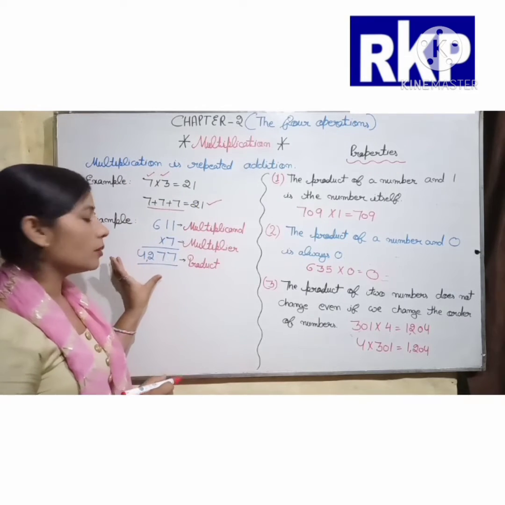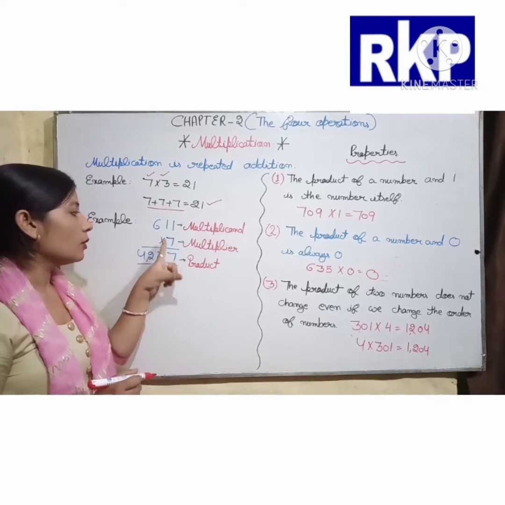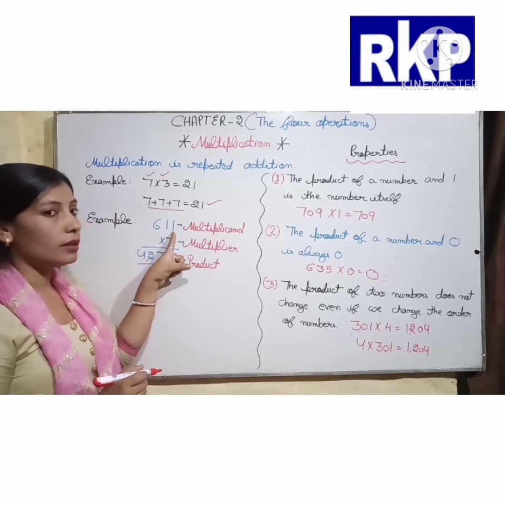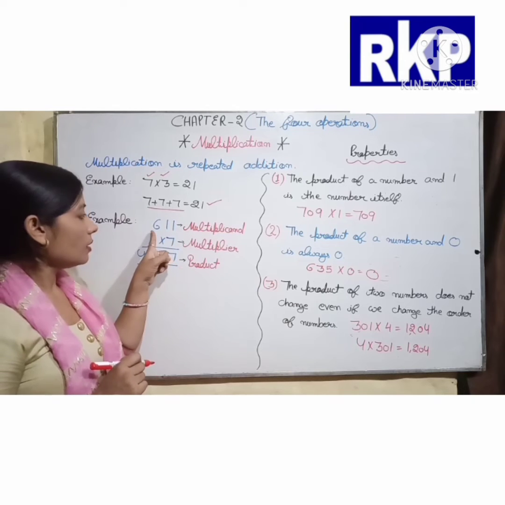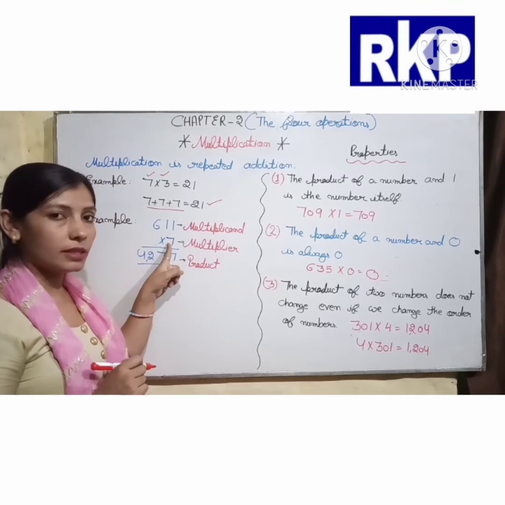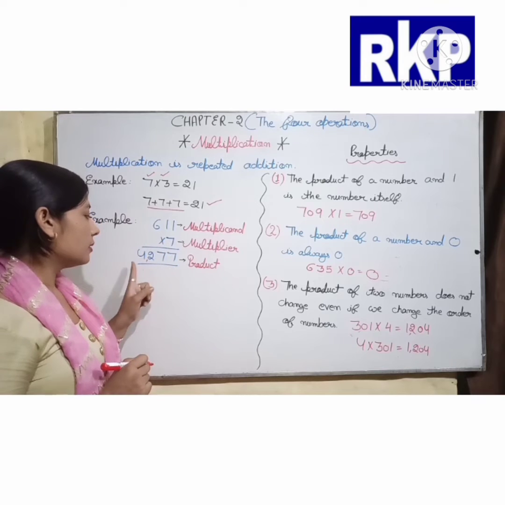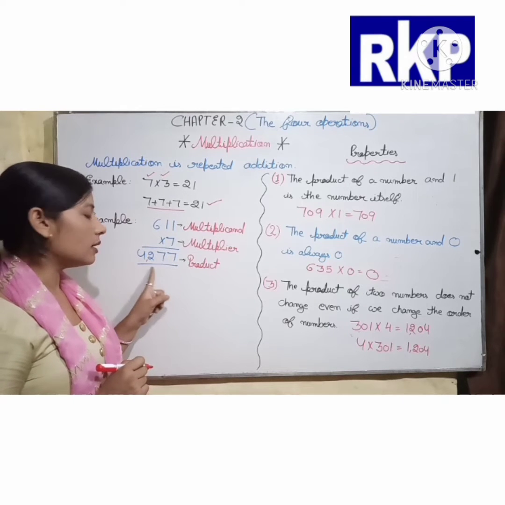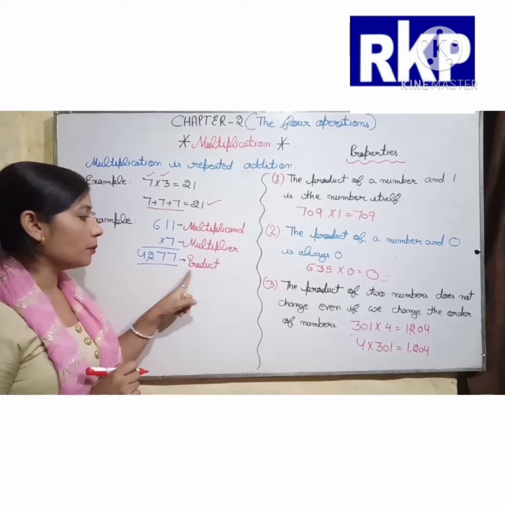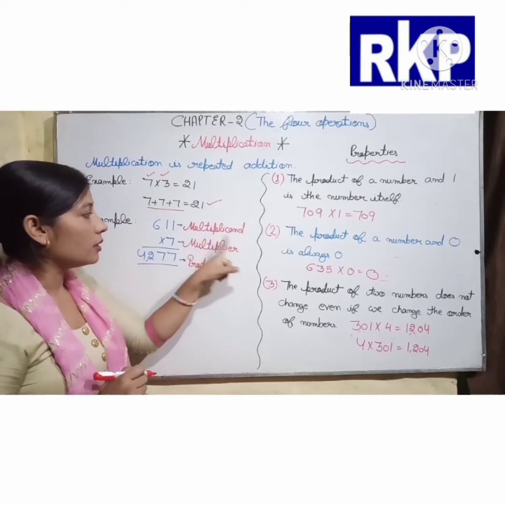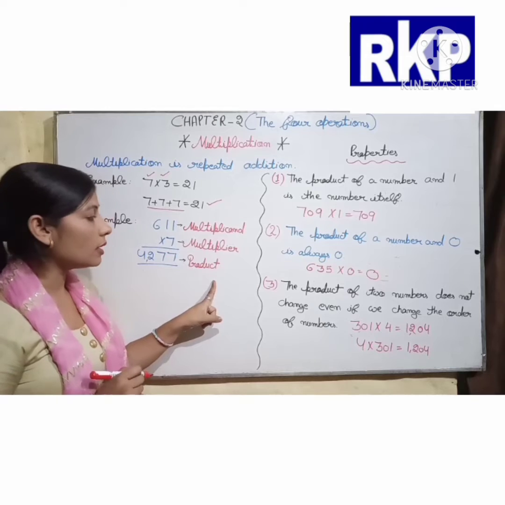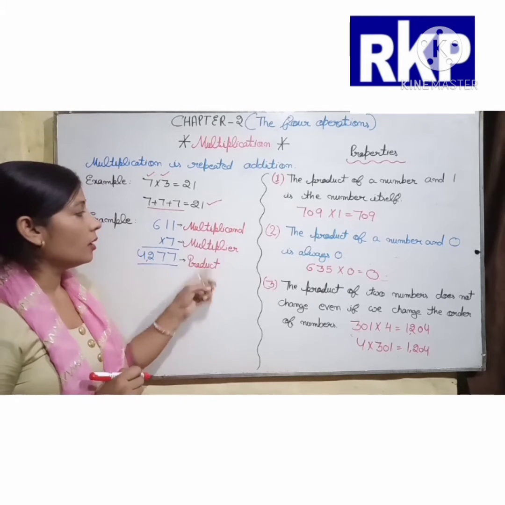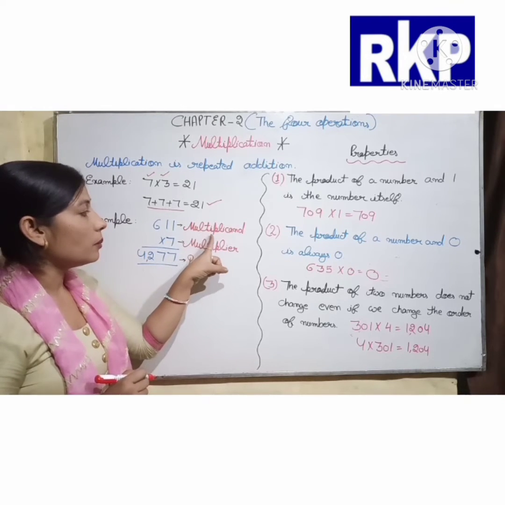Now let us see one more example. Here we have two numbers, 611 and 7, and when we multiply 611 with 7, then we get 4277 as a product. Here I have written multiplicand, multiplier and product. So what is the meaning of multiplicand?